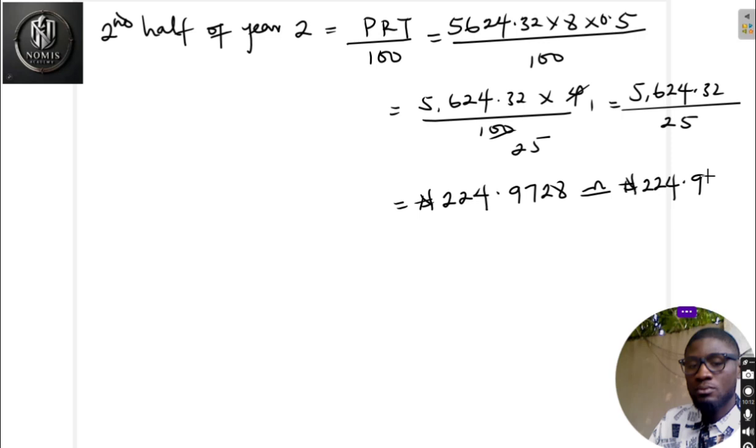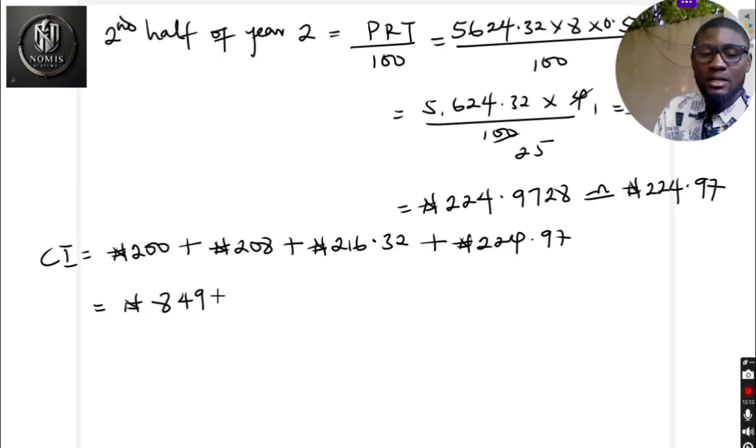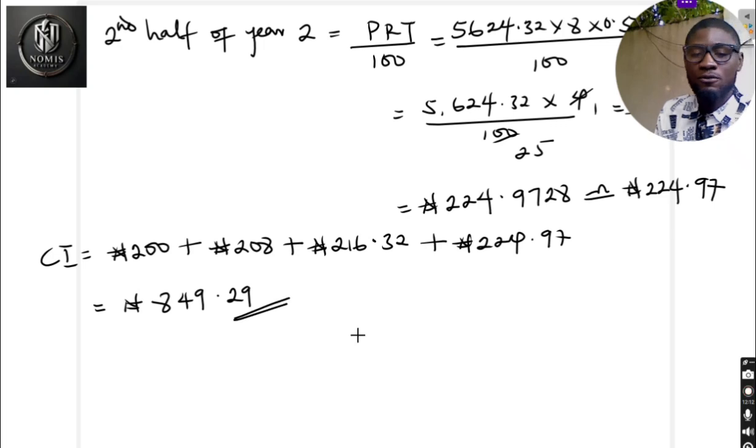So now let's find the compound interest. So the compound interest now is finding the summation of the interest from the first half of year 1 to the last half of year 2. So when we add all together, we end up having 849 naira 29 kobo. So this is the compound interest earned for 2 years when it is semi-annually compounded at the rate of 8%.